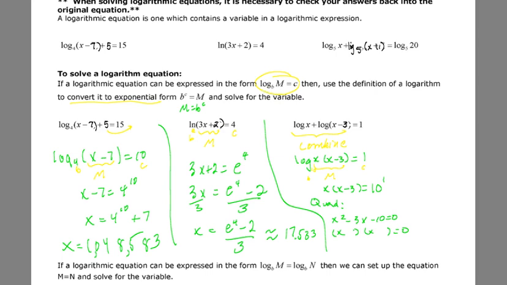And that's going to factor 5 times 2, negative 5, positive 2. And if I set each to 0, I get a 5 and I get a negative 2.